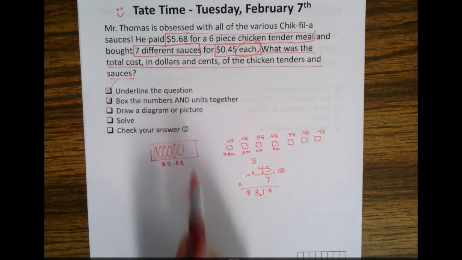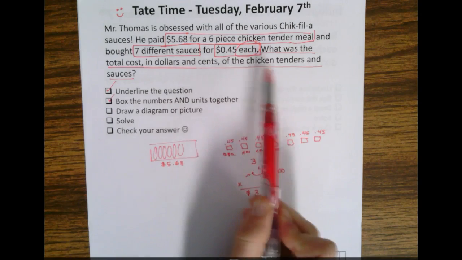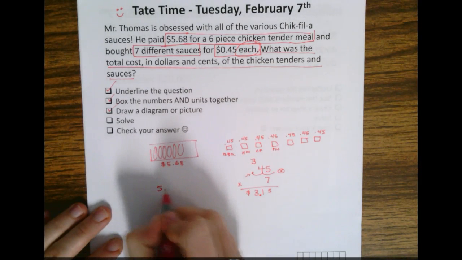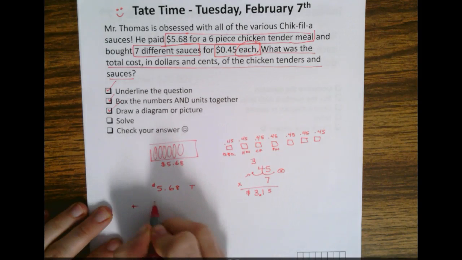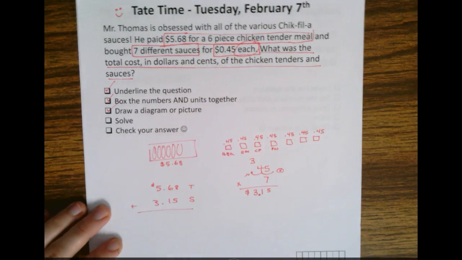Now, back to the question. What was the total cost in dollars and cents of the chicken tenders and the sauces? So, I'm going to check that off because I did that. Now I'm going to solve. $5.68, that's for my tenders, plus $3.15 for my sauce. And now I'm going to add it up.